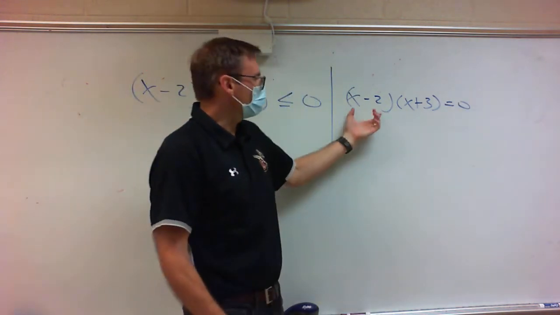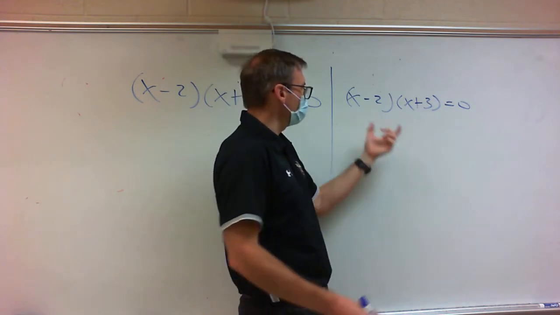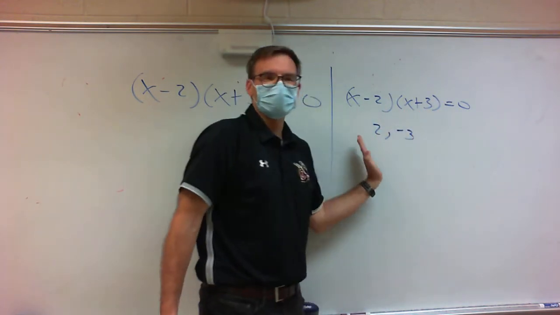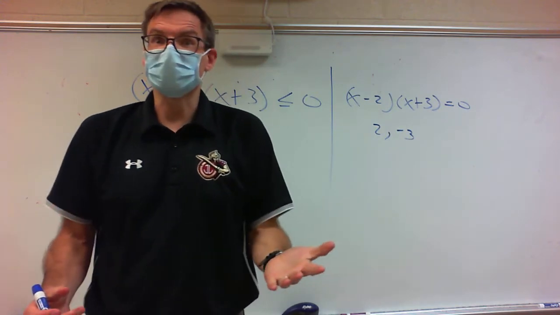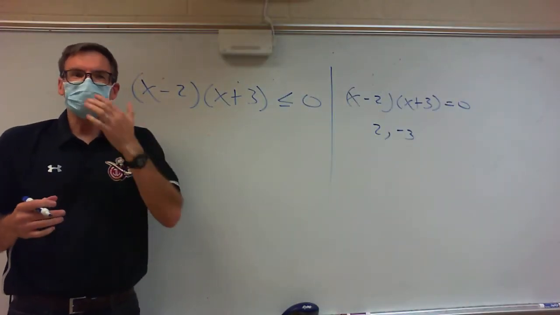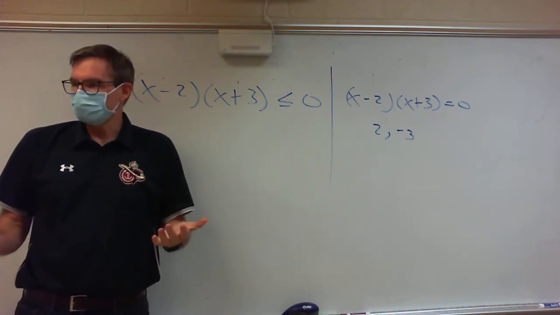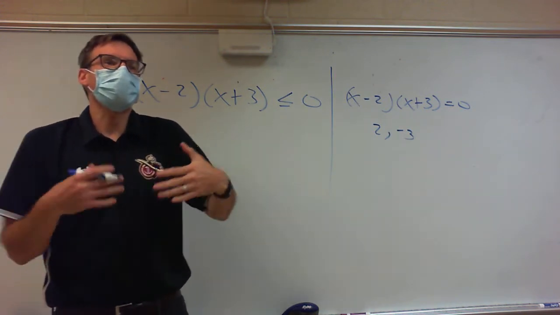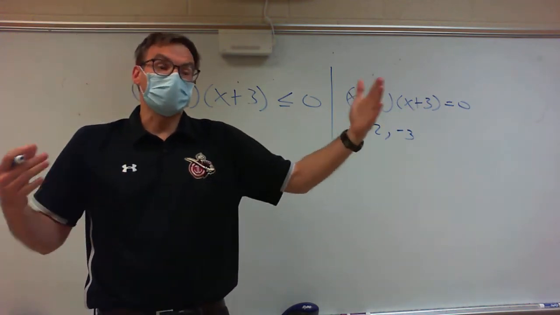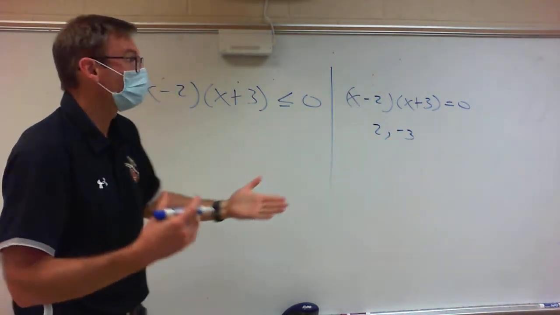When I look at this, this is an easy thing to solve. What makes this 0 is a 2. What makes this 0 is a -3. And so my answers are 2 and -3. Done, right? But when you're solving an inequality, you don't get one answer. You get a range of answers. And the way we're going to describe that range of answers is on a number line.